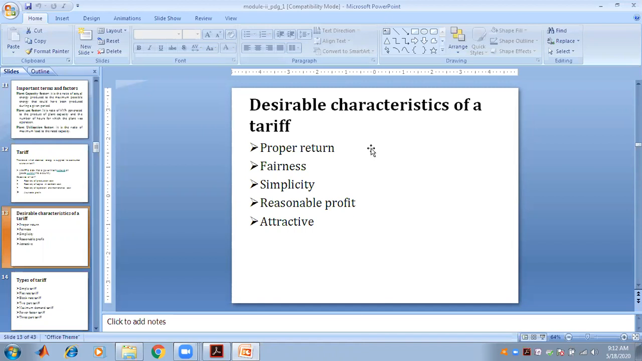So what have we done today? We have covered the different aspects of tariffs. What is a tariff first? What we have learned today is what a tariff is. Just recall our memory: what is a tariff and why is the tariff required?